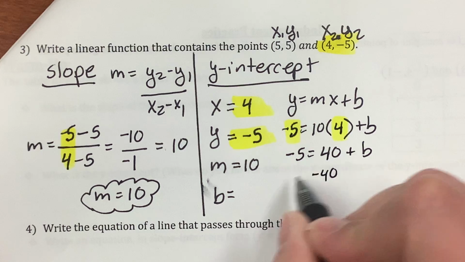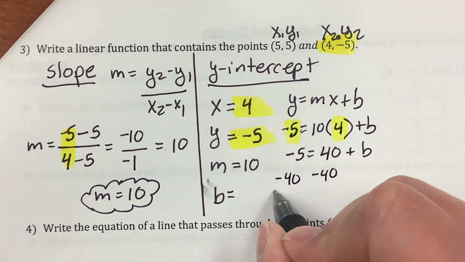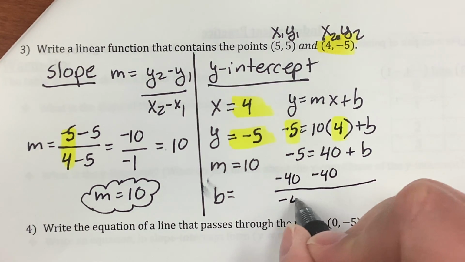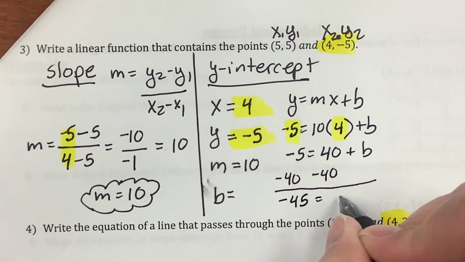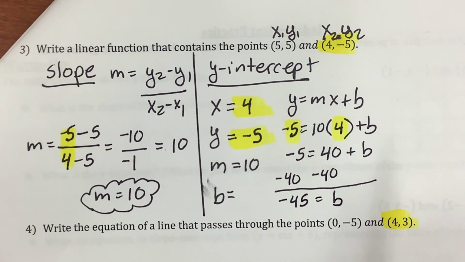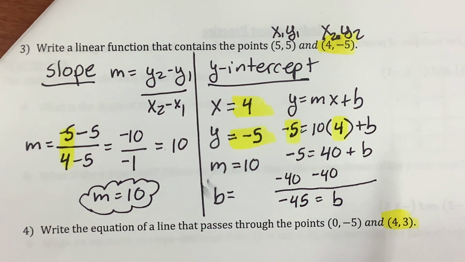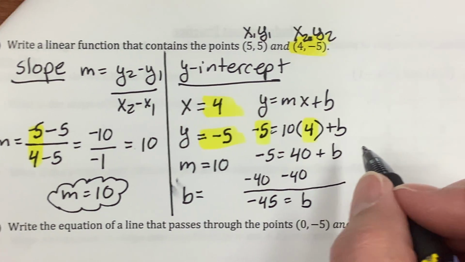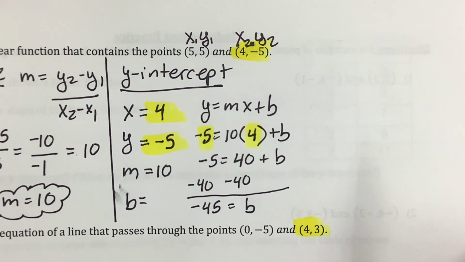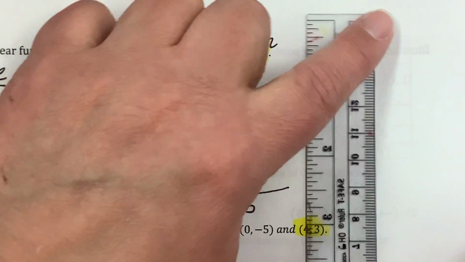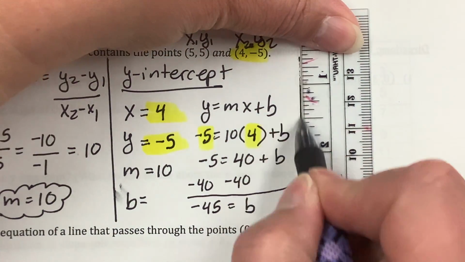Subtract 40 from both sides, and you get negative 45 equals b. That's pretty big. That's a fairly large number for b. Glad I didn't have to find that on a graph. All right, so use my ruler, separate it out.